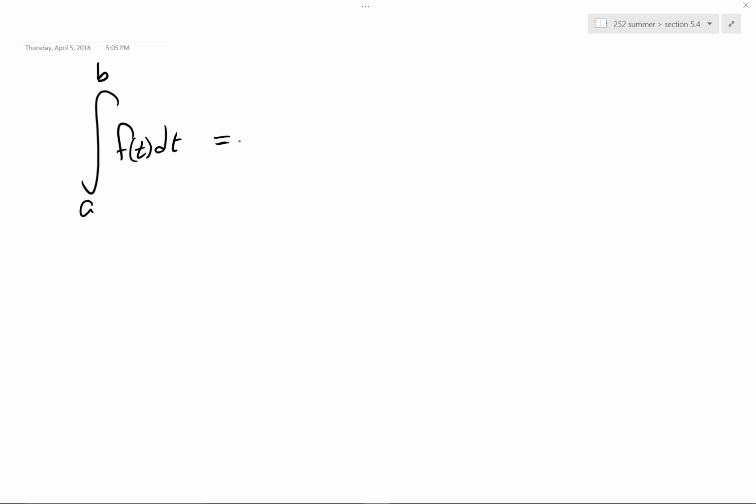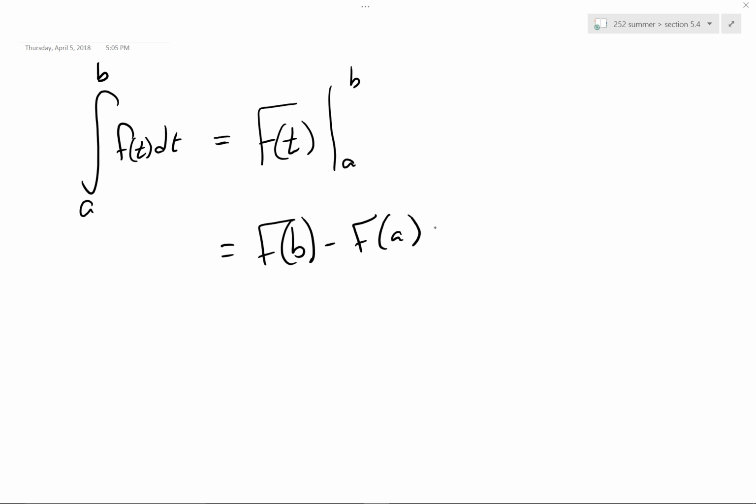The fundamental theorem of calculus part 1, if you will, says that when you do this, you take the antiderivative of f of t, denoted by cap F of t from a to b. And so that's F of b minus F of a. This is one part of the fundamental theorem of calculus. It's a big part, but it's not the only part.